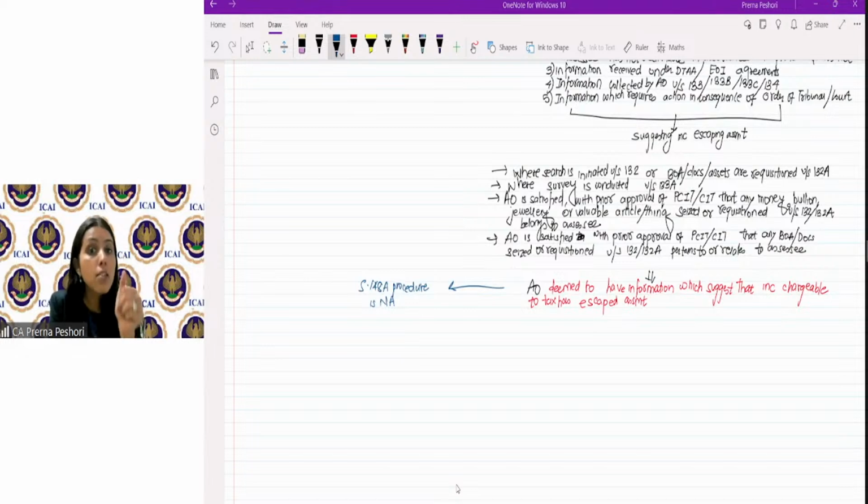Are we clear? So where search is initiated, where the information is relating to this assessee or the money, bullion, jewelry or valuable article is belonging to the assessee, or where the AO himself has collected the information under 133A, 133, 133B, C, 134. In these cases, the procedure under 148A need not be followed. Are we clear?